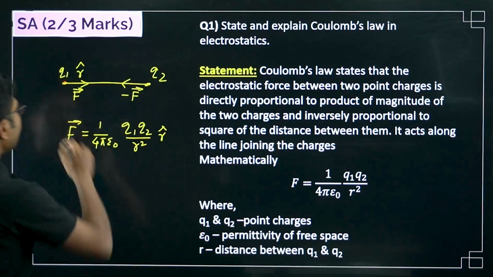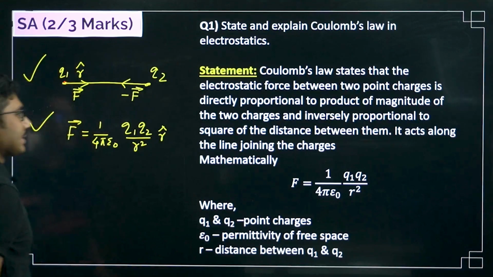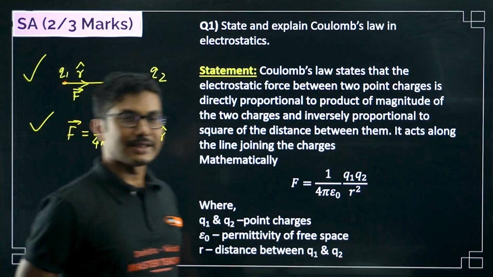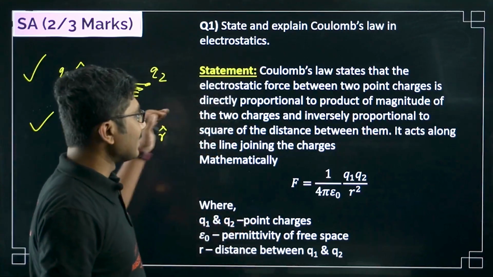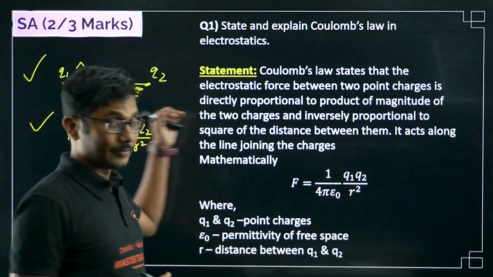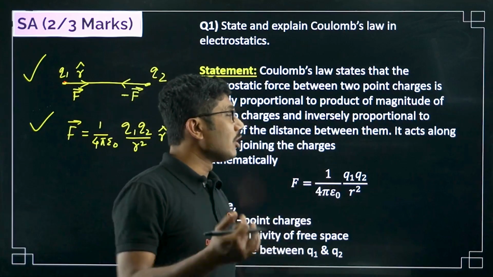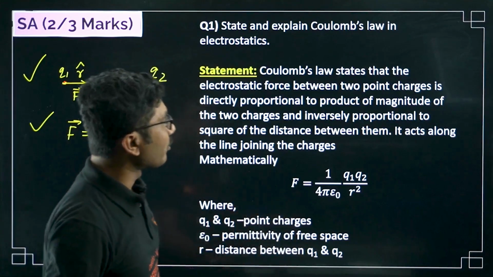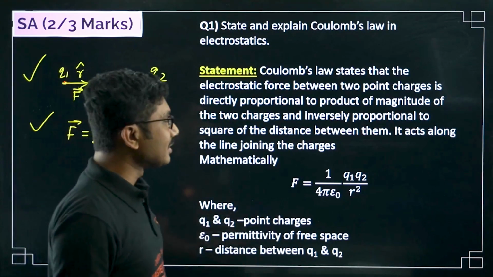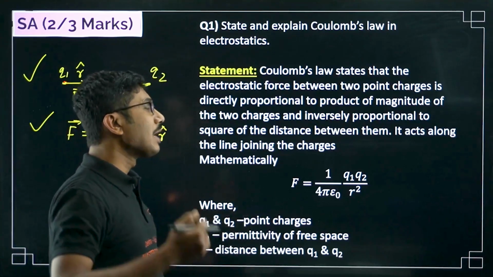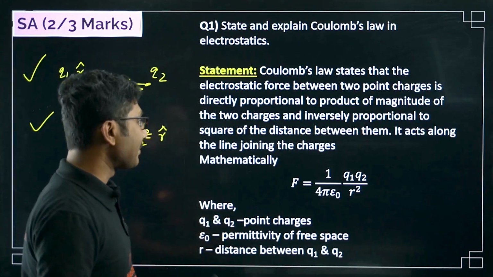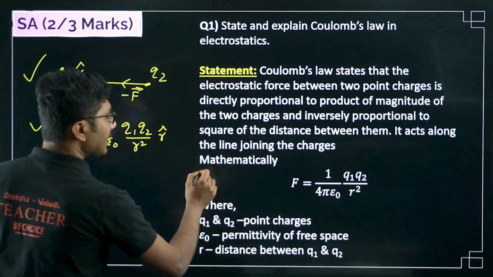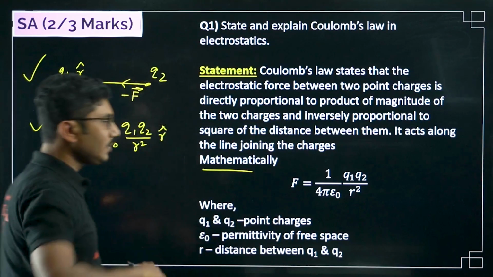In vector form, diagram compulsory, vector notation compulsory, okay. If you mention this is force, then you have to mention the other side is minus F, so it is accepted. Now obviously the statement, I don't want to repeat it too many times, so let's see the statement. Coulomb's law states that the electrostatic force between 2 point charges is directly proportional to the product of the magnitude of 2 charges and inversely proportional to the square of the distance between them. It acts along the line joining the charges. Mathematically, F is equal to 1 by 4 pi epsilon naught q1 q2 by r square. This is normal Coulomb's law. If it is vector form, from here onwards it will be this one, okay.